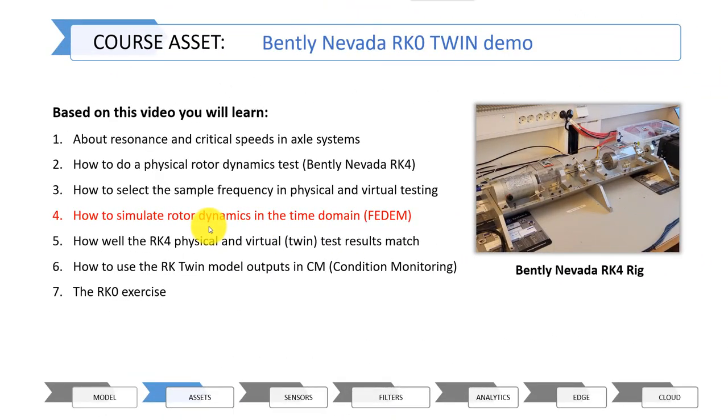Rotor dynamic simulations are usually performed in the frequency domain. But as you all know, physical tests are performed in the time domain. And also all loads are acting in the time domain. And for me, it's easier and better and also more efficient to run the digital twin simulation in the time domain as well. And now I can show you how you can set up and run a rotor dynamic simulation in FEDEM in the time domain.